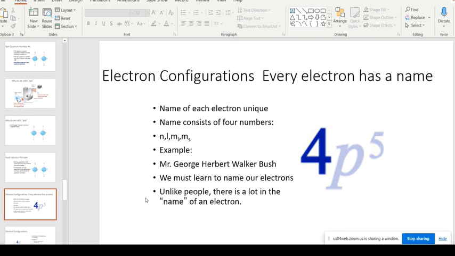So we must learn to name our electrons, because if you have 15 electrons in your atom, then you have to have some identification. What is my first electron? What is my second electron? And what is my third electron? Likewise, you have to have an identity for your electrons.